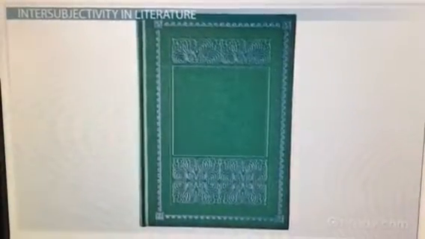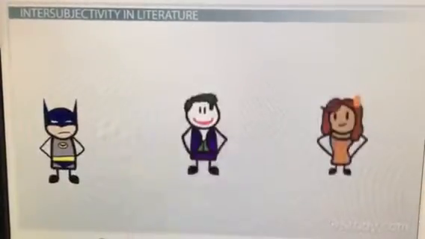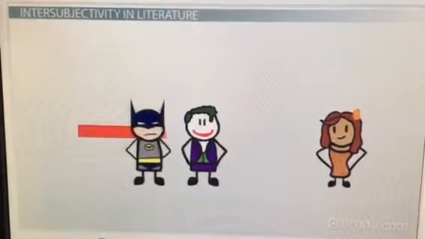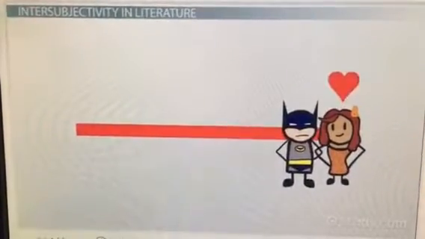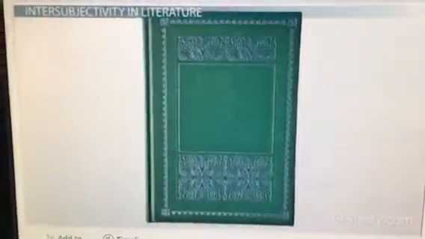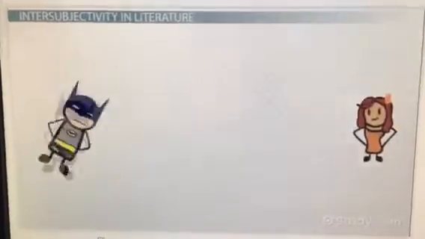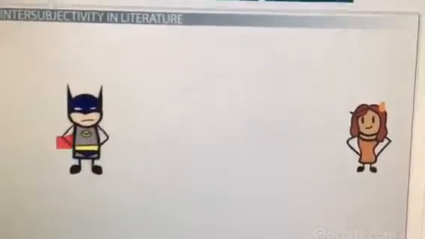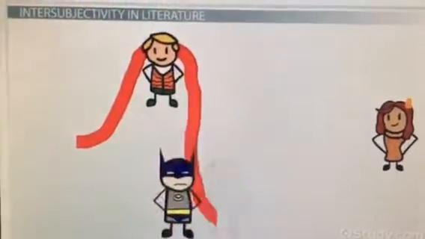Intersubjectivity can also be a tool for analyzing literature. We know that in a story, the protagonist, or the main character, must overcome some obstacle in order to achieve a goal. It is easy to view a story only as the protagonist's journey toward that goal. However, if we analyze a novel or short story using intersubjectivity, we would look at how other characters influence the protagonist on his or her journey.